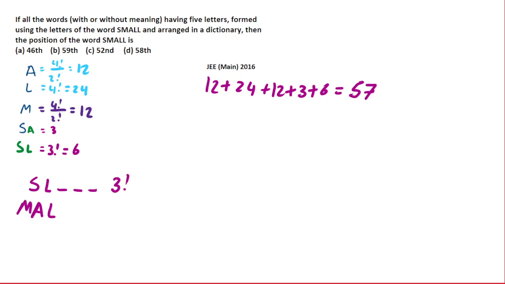But we had to find the position of the word SMALL, not the amount of words before it. So to do this, we have to take the number 57 and just add 1, because that'll be SMALL's place. So that would be 58. And thus, D is the answer.